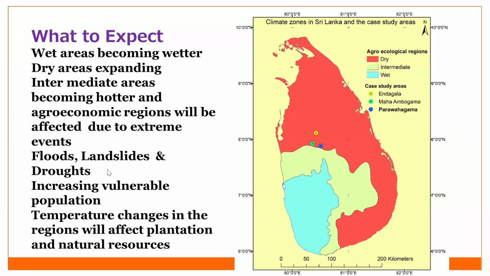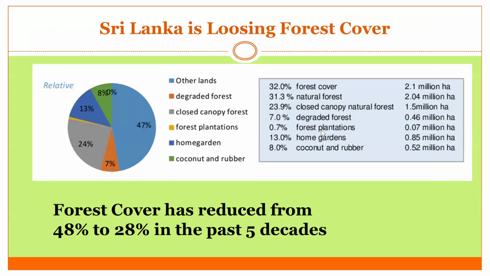What to expect? Floods, landslides, and droughts. Increasing vulnerabilities and vulnerable population. Temperature changes in the regions will affect plantation and natural resources. That's a risk. So this is how we have been performing destruction.